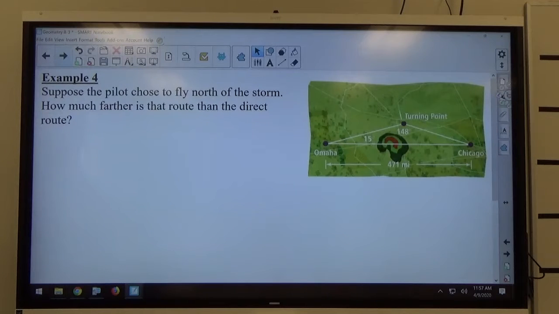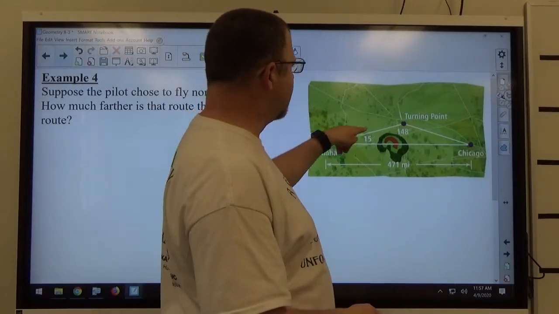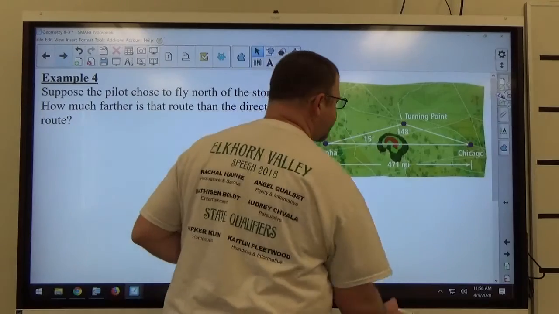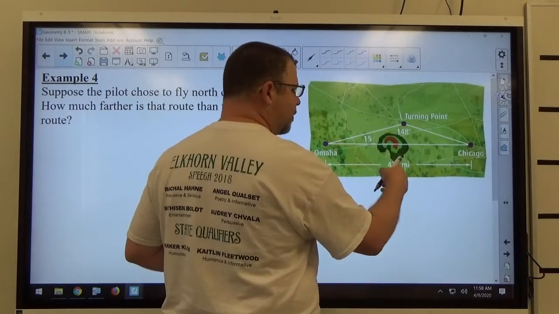Okay, example 4 is pretty much the same kind of problem. This time the pilot's going north instead of south. He's got some different angles in the picture there. This time we have the Omaha angle and the turning point angle. We don't know the Chicago angle, but it's the same basic idea. We have an angle side setup.